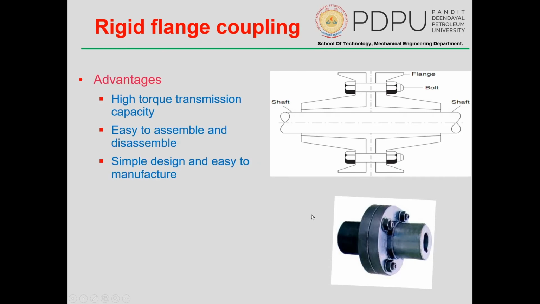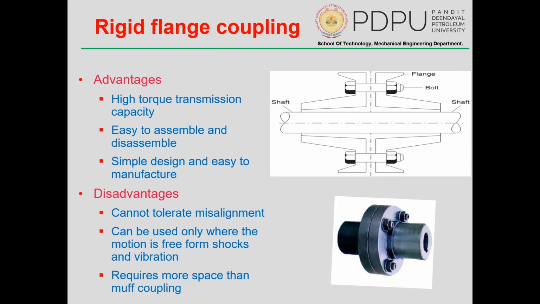Moving ahead, the advantages are high torque transmission capacity, easy to assemble and disassemble, simple design and easy to manufacture. The disadvantages are that it cannot tolerate misalignment, since there is no arrangement for even a little misalignment. The bolts are directly connecting the two shafts. It cannot be used where the motion is not free from shocks and vibration. If there are multiple shocks and vibration, the impact loading on the bolts will cause the bolts to break and thus failure of the rigid flange. It also requires more space than the muff coupling. We'll talk about the muff coupling later.